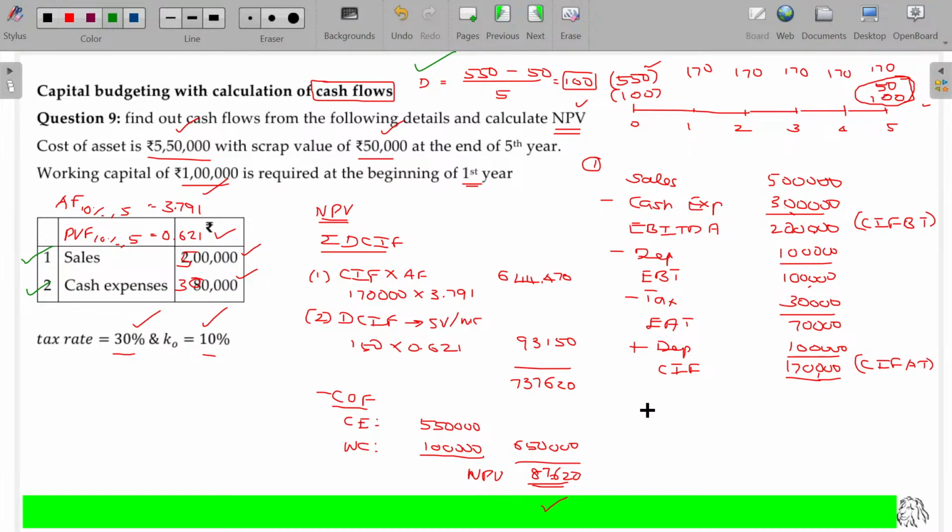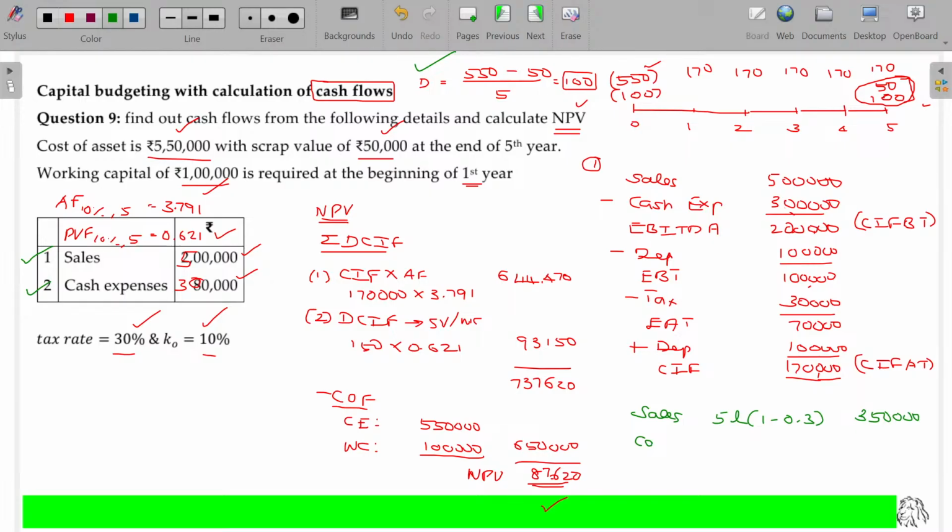Sales, whatever the sales or income may be, cash income, into 1 minus T will be the net cash income, after tax income being into 1 minus T. So 5 lakhs into 1 minus T, T here being 0.3. Then the ultimate value being 3,50,000 rupees. It is income.